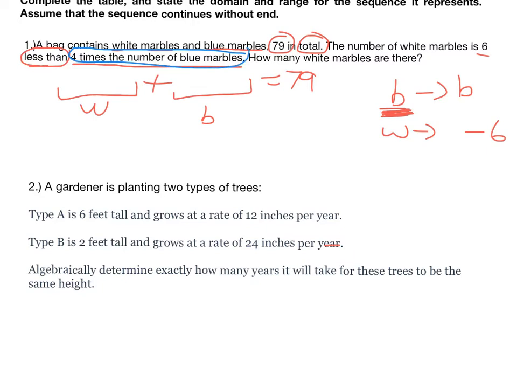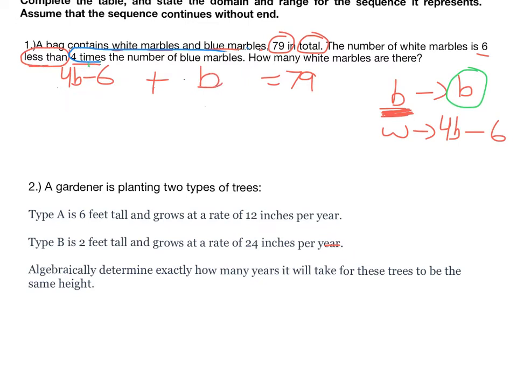So first it says 4 times. That's obviously going to mean multiplication. We're multiplying something times 4. What are we multiplying by 4? We're multiplying 4 by the number of blue marbles. Do we know the number of blue marbles? No. But we did already use a variable for that, b. So that would be 4 times b, or 4b. Now, for white marbles, we're just going to plug in 4b minus 6. For blue marbles, we're just going to plug in b. And we are going to solve this equation.